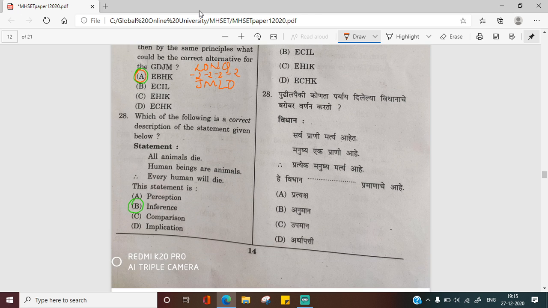Question number 28 is: which of the following is the correct description of the statement given below? All animals die, human beings are all animals. Therefore, every human will die. So this is an inference kind of statement. The right answer is B.